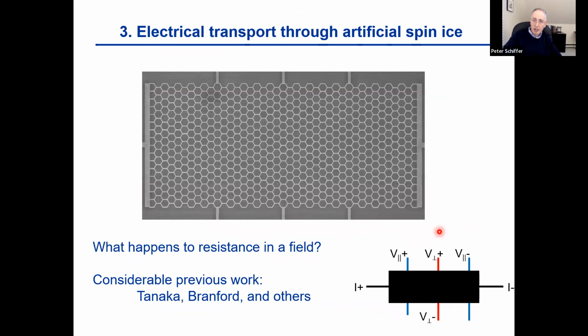So for the next part of my talk, I'm going to talk about electrical transport through artificial spin ice. And this is basically, instead of having individual islands, we've got a connected network of little magnetic nanowires. And we attach leads to it and run a current through it and ask, what is the magnetoresistance? A number of other people have worked on this as well, and it turns out to be a fairly complicated problem, as I'll show in a second.